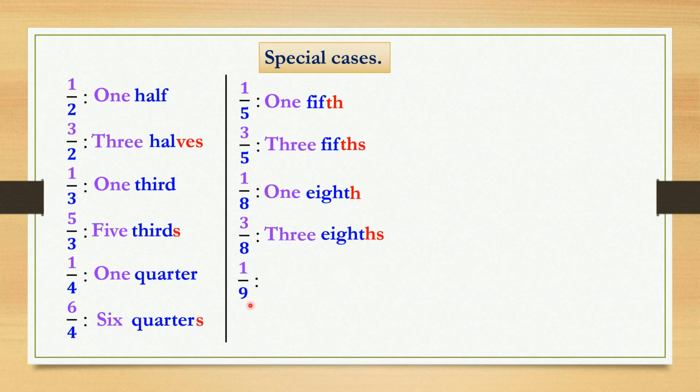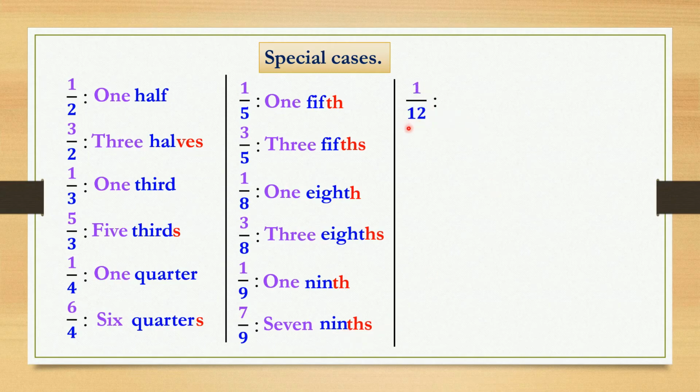If the denominator is 9, we write nine. We don't write the e in the end of the 9. We add only th, one ninth. So here be careful, we don't write the e. Now we have the fraction 7 over 9. We read it seven ninths. We add ths. Of course, we don't put e after the n.